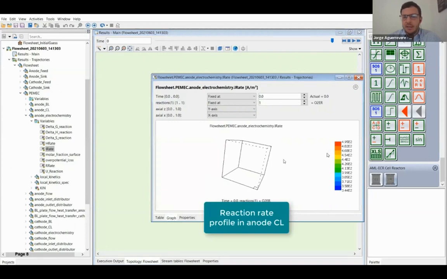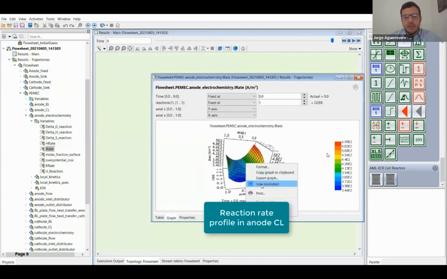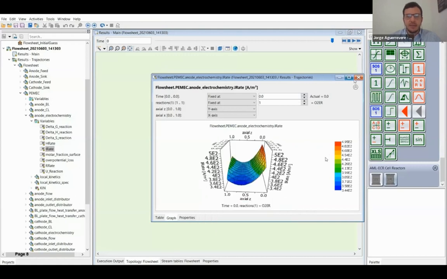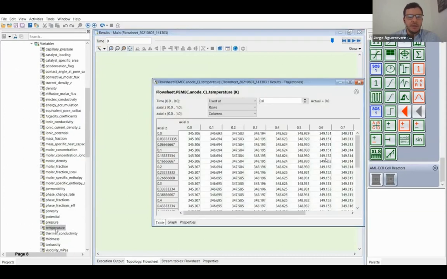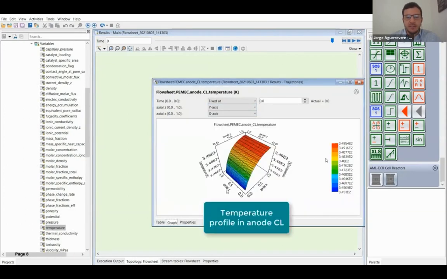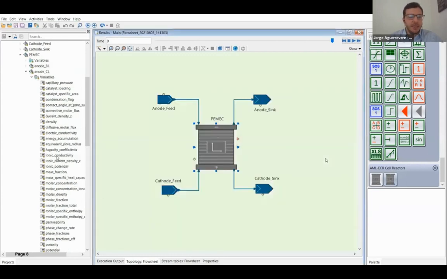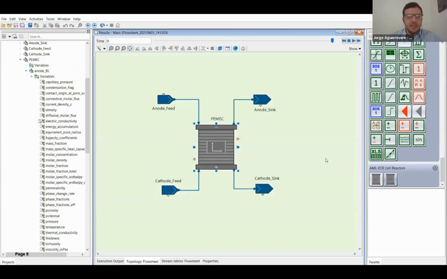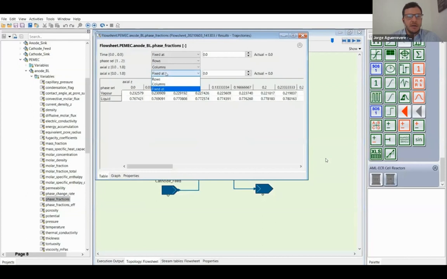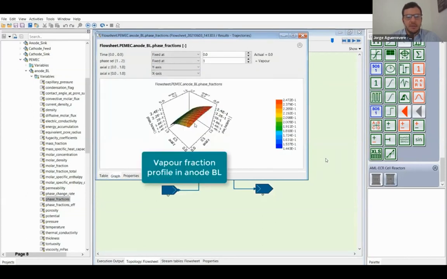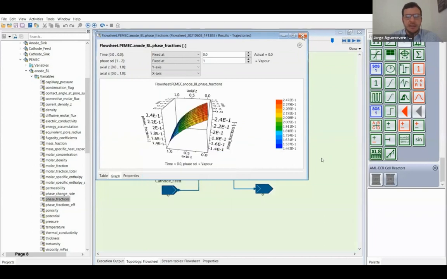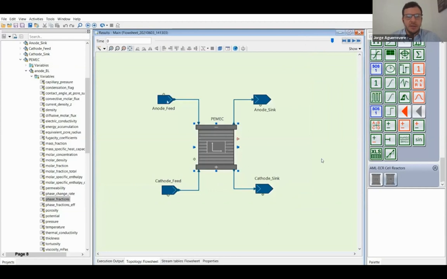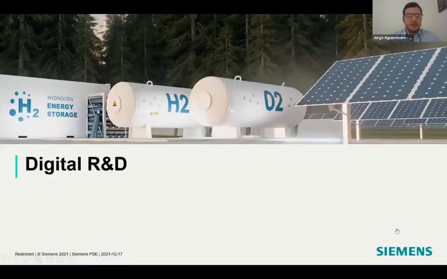So determining how much catalyst to load can help by looking at the reaction profile in the anode catalyst layer. It's possible to look at temperature profiles to ensure that the equipment is operating within the range that it was designed for, as well as looking at multi-phase behavior inside some of these other layers and seeing what the vapor liquid fractions are inside the equipment, to ensure that there's enough water, for example, still reaching the electrode and reacting, and the vapor bubbles are not preventing the reaction from continuing.